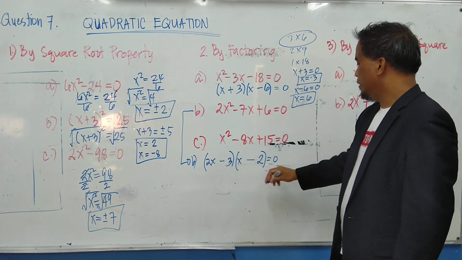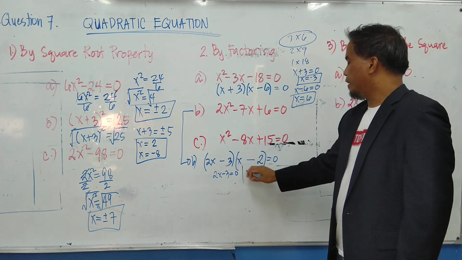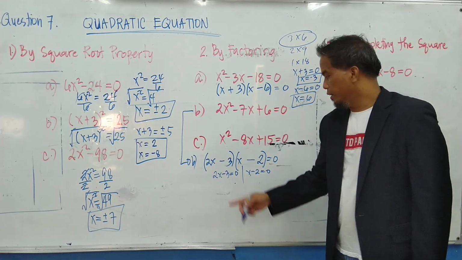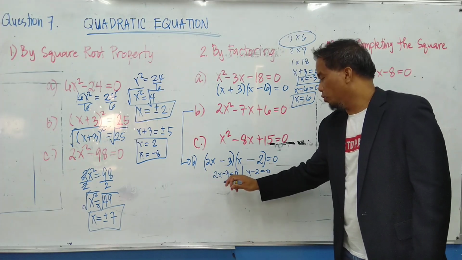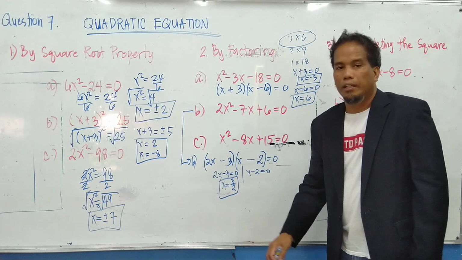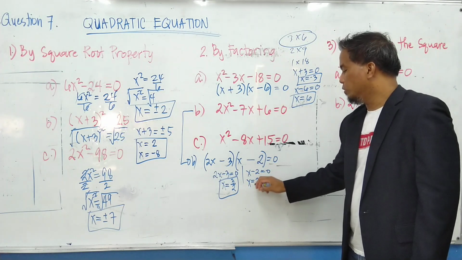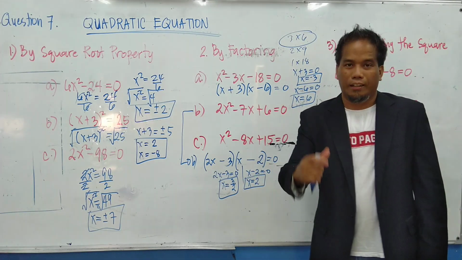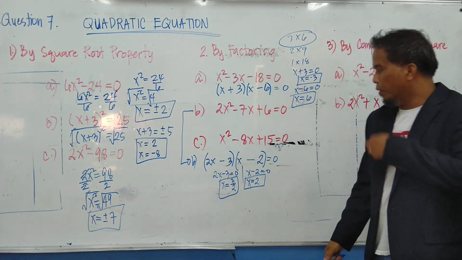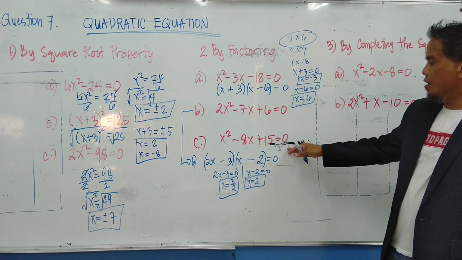Then equate this to 0. It will become now 2x minus 3 equals 0. Then here x minus 2 is equal to 0. Then to find the value of x, transpose negative 3, then divide it by 2. So x equals positive 3 over 2. So this is the first answer. And the other one, just transpose negative 2, x is equal to 2. Okay? Did you get it, guys? Okay, so let's proceed to letter C. We have x squared minus 8x plus 15 equals 0.